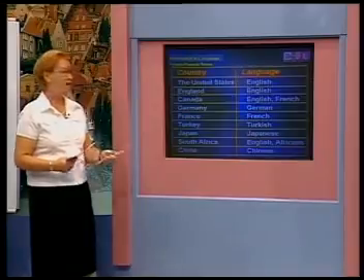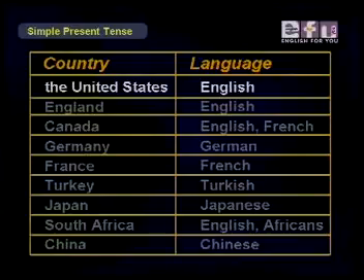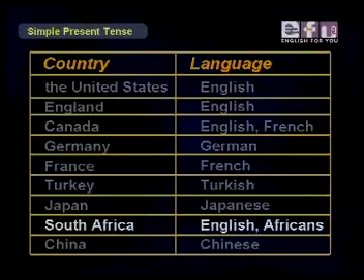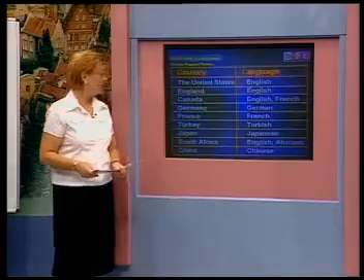Okay, now we're going to look at the names of countries and the languages. Now, here we have the United States, English. England, English. Canada, English and French. Germany, German. France, French. Turkey, Turkish. Japan, Japanese. South Africa, English, Afrikaans. And finally, we have China, Chinese.